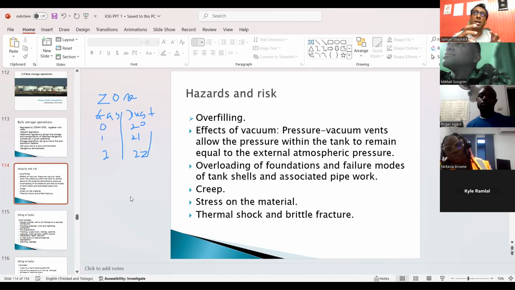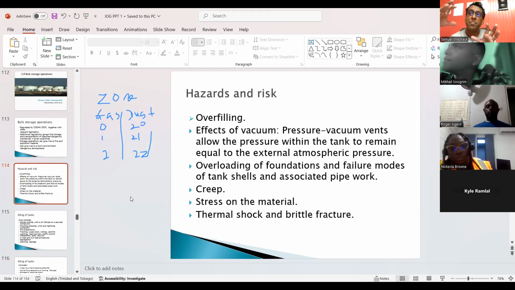Creep, which, as we said, comes from years of use. Tanks are welded together. It's not just one sheet of metal, it's welded. So if you have corrosion, you empty the tank, you fill the tank, you empty the tank, you fill the tank, it will cause the metal to expand and contract a bit. If a vehicle came by and struck the tank, a contractor reversed a van onto it, all of these things. You have thermal shock, brittle fracture.